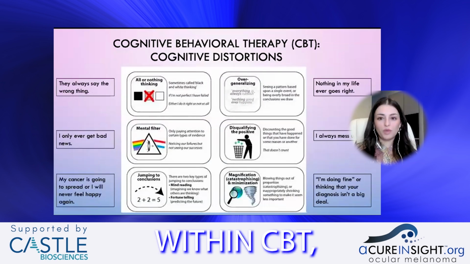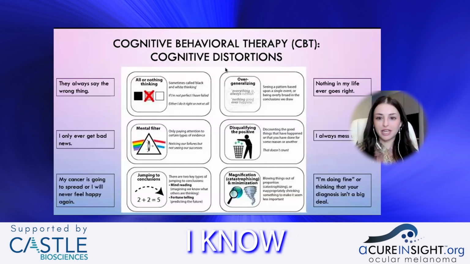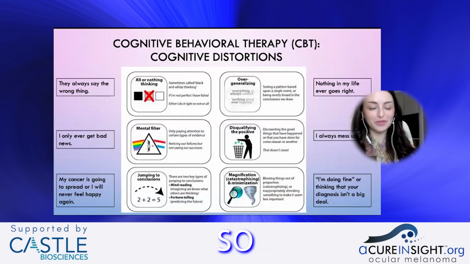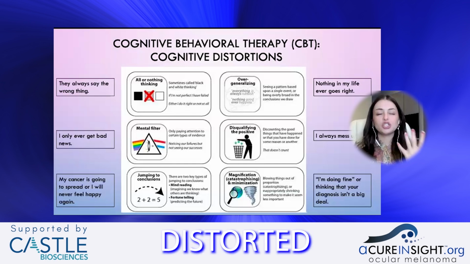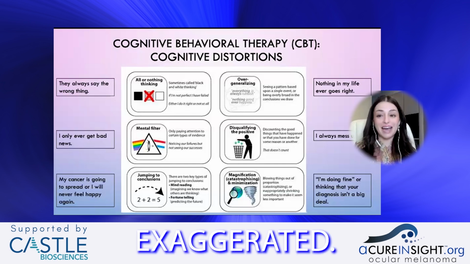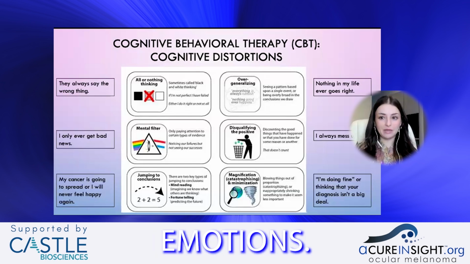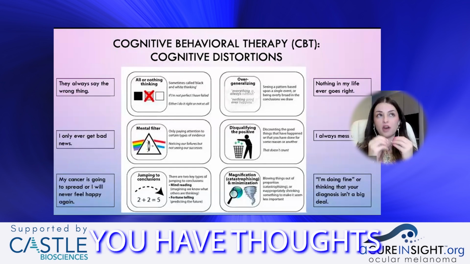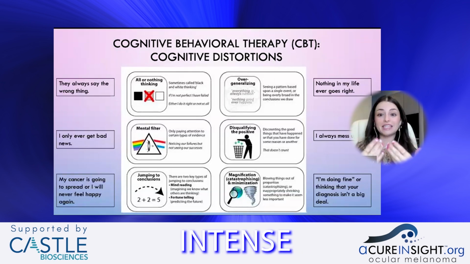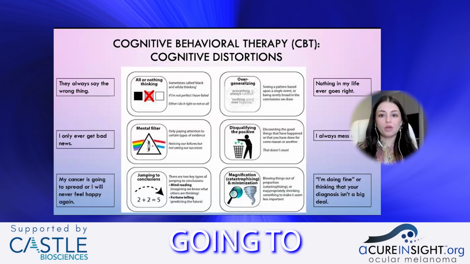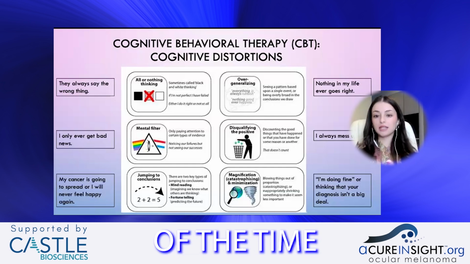So now within CBT, I mentioned maladaptive patterns of thinking, also known as cognitive distortions. I know there's a lot on this slide, but bear with me here. So cognitive distortions, the definition of that is distorted thought patterns that are often exaggerated, and it skews our perception of reality. It makes us feel really intense emotions. So if you think about it, if you have thoughts that are more exaggerated or extreme, you're going to have more extreme, intense emotions. And we're going to talk about this at the end, but cognitive distortions can actually be helpful at times, and a lot of the time it can be unhelpful.